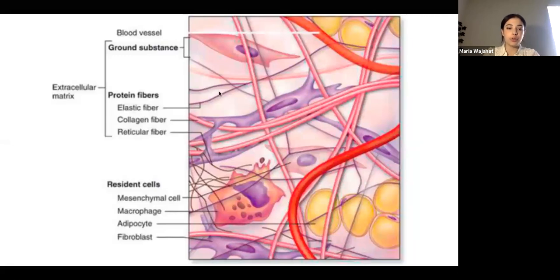So I was mentioning earlier the extracellular matrix, and that is where the fibrosis happens. Essentially, we're focusing on the protein fibers, and this excess collagen is what's building up and being produced, and that's being produced by the fibroblasts.